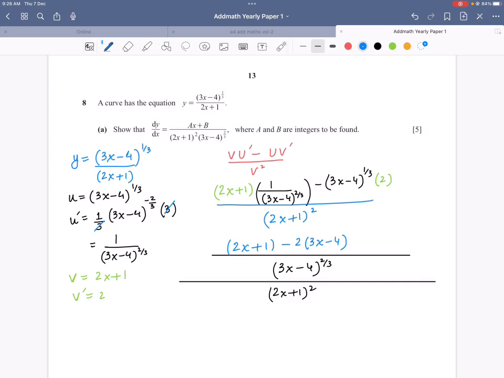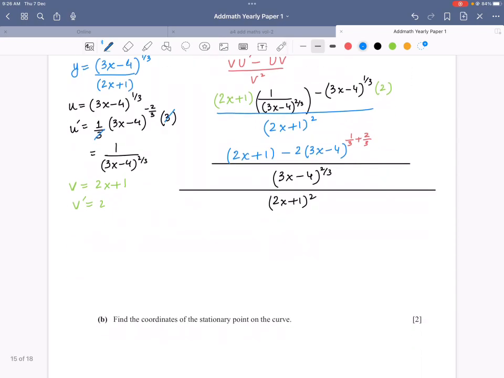So it will be 1 over 3 plus 2 over 3. That will be the important part. We have just taken the LCM. So in the numerator, it will be 2x plus 1 minus 2 times (3x minus 4), and 1 upon 3 plus 2 upon 3, that is 3 upon 3, it will be 1, divided by. Now these two denominators will be multiplied together. So that will be (2x plus 1) whole square times (3x minus 4) to the power 2 upon 3.